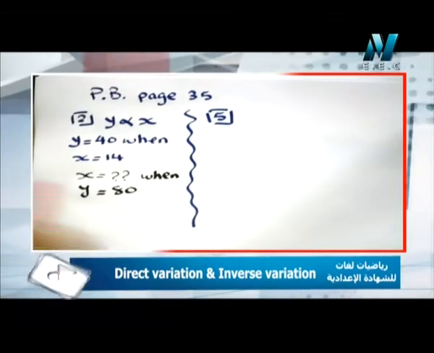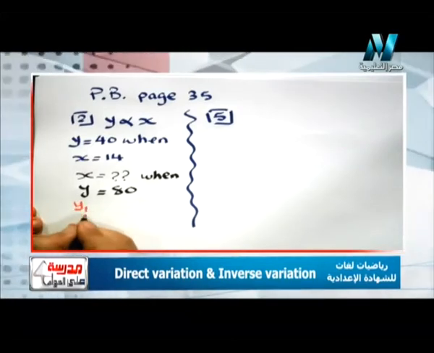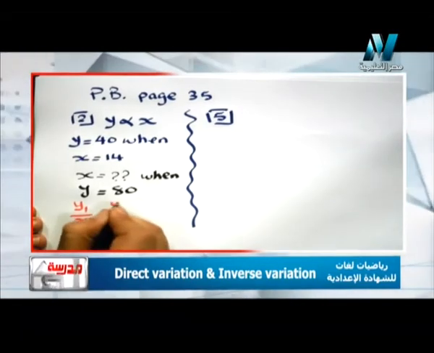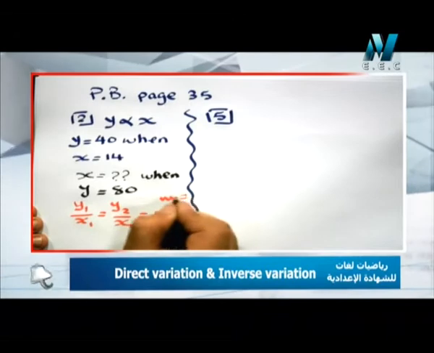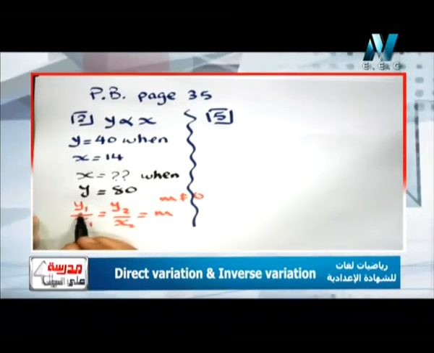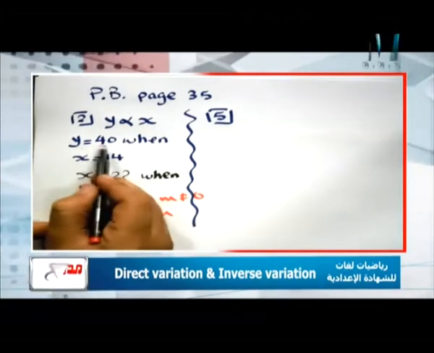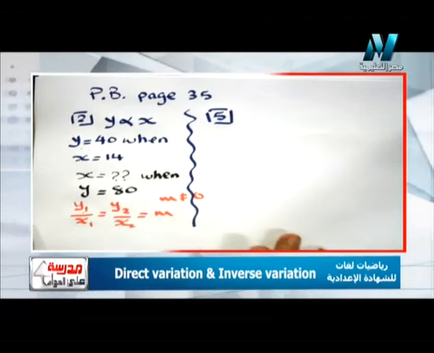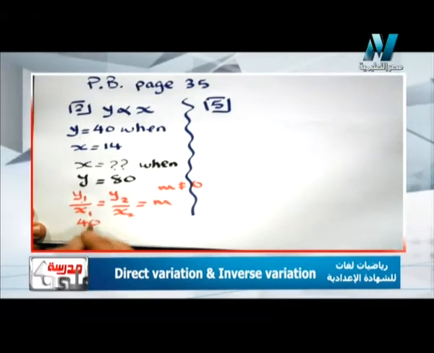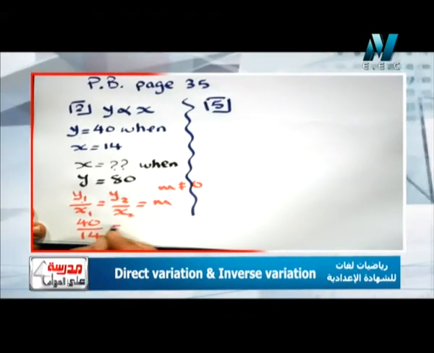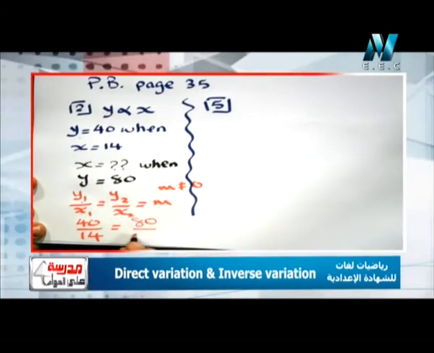بكل بساطة y varies as x so y1 over x1 equals y2 over x2 equals constant m and m doesn't equal to 0. replacing بقى هعمل replacing y1 40 الفاليوز بتاعتها بتاعت الاكس 14 بيقول لي y equals 40 when x equals 14 so يبقى انا هاجي هنا اهو كده واكتب 40 over 14 equals y2 which is 80 over x2 I don't know it.